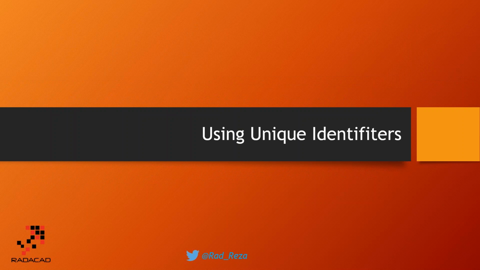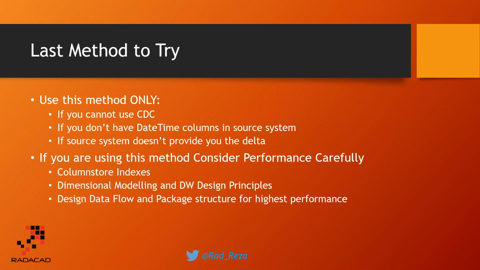And using unique identifier. Unique identifier is just the default method where you get everything from the source and look up into the destination. You should consider performance very carefully. You have to apply column store indexes. You have to consider dimensional modeling and data warehouse design principles to have small and good indexes on your fact tables, and the data flow package structure should have the highest performance.